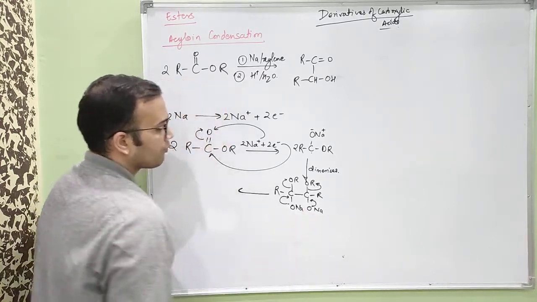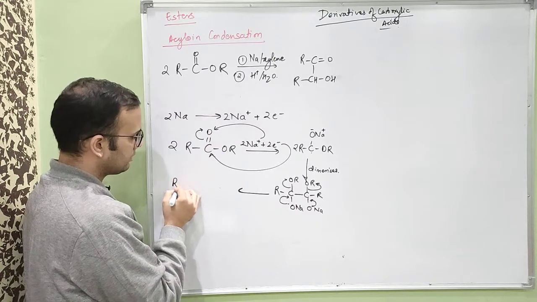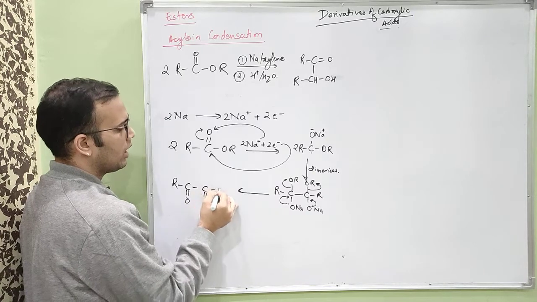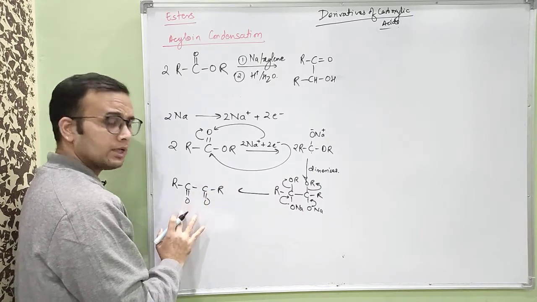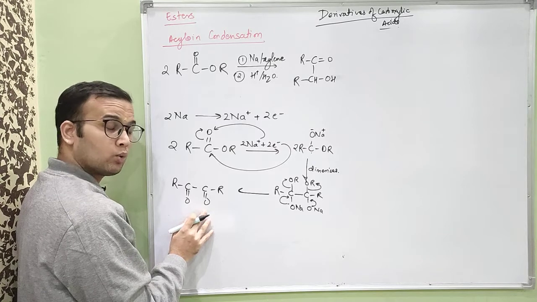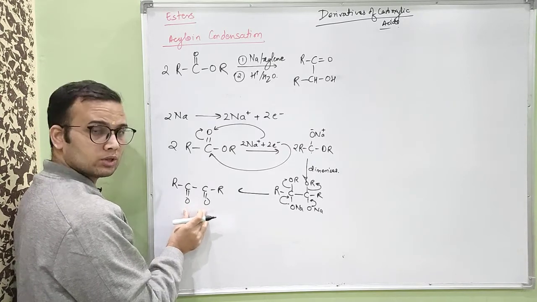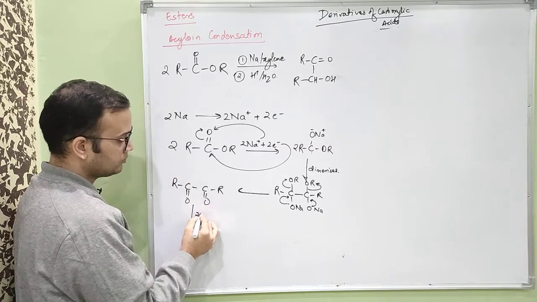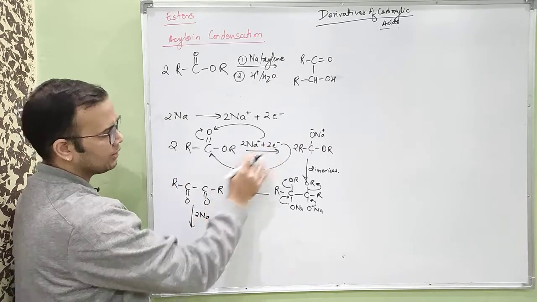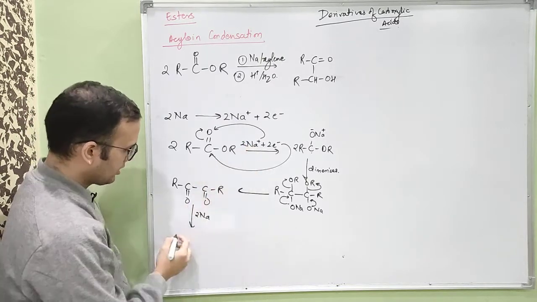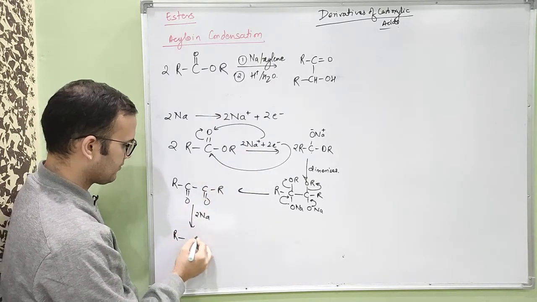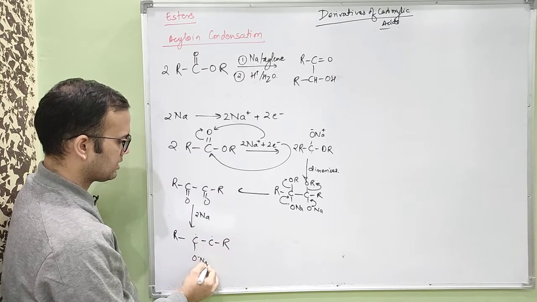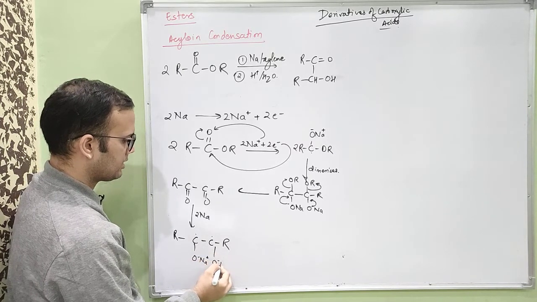Now from here you will get something of this sort: C double bond O, C double bond O, R. Okay, this is what? This is alpha diones. Okay, these are diketones. Now what happens is, again there is attack of 2 Na. I'm writing it like this instead of this. Basically it is the same. So what we will get is C dot R O minus Na plus, O minus Na plus.